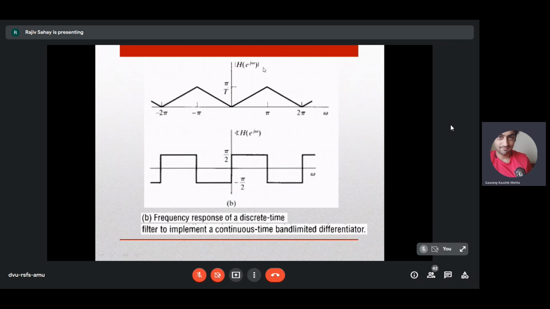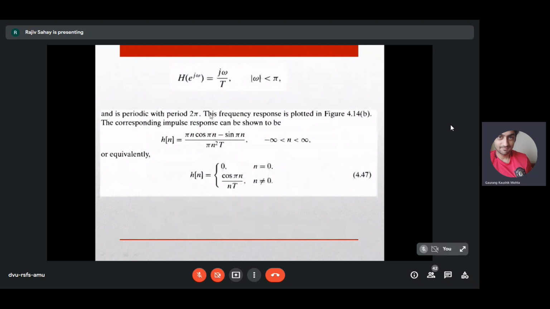This is mod H(e^{jω}). It is periodic, and this is the angle plot, the tan inverse of the imaginary part of H(e^{jω}) divided by the real part of H(e^{jω}). So the phase response and the magnitude response. So this is the inverse DTFT.